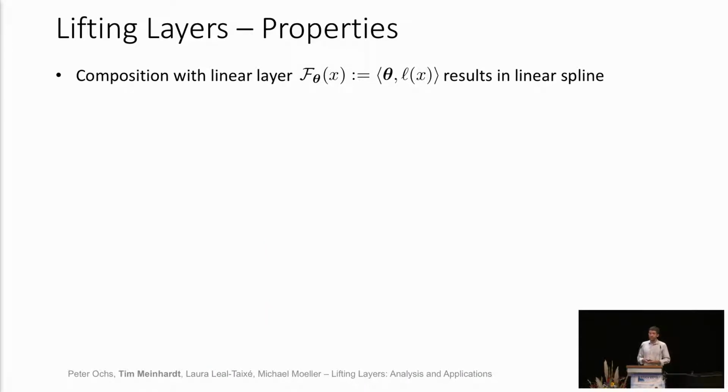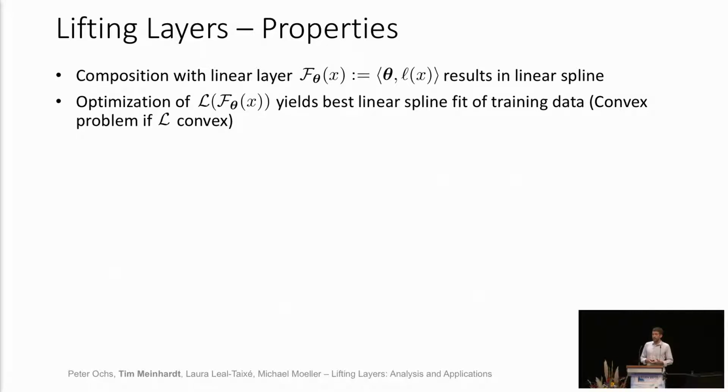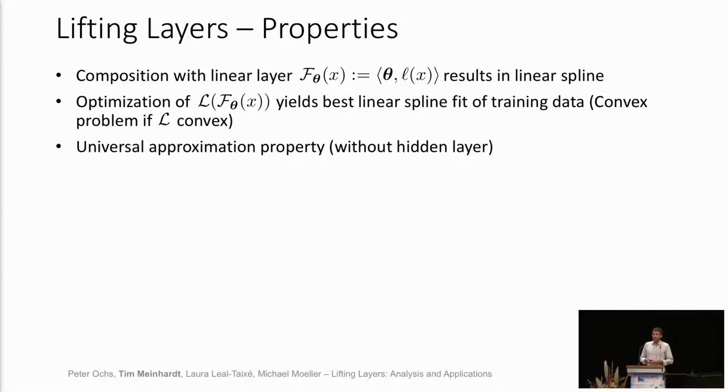One is, for instance, if we combine our lifting layer with a linear layer, we show that this represents a linear spline. If we use this linear spline with a convex loss, we end up having a convex problem, and we can show that we find the best linear spline fit depending on our training data. Another advantageous property is that we still fulfill the universal approximation property, so that we can approximate any continuous function, but in this case we don't need a hidden layer. Since we are optimizing a linear spline, we only need our lifting layer and the fully connected layer.